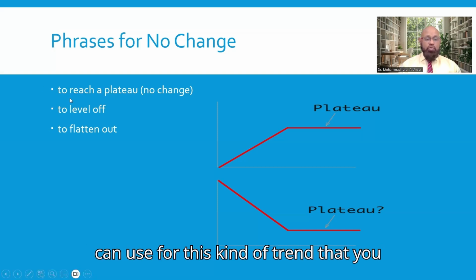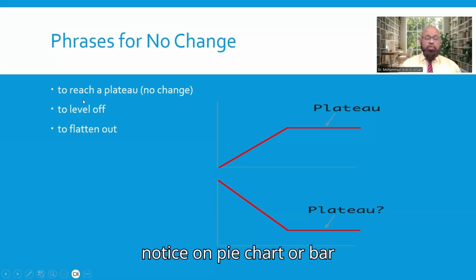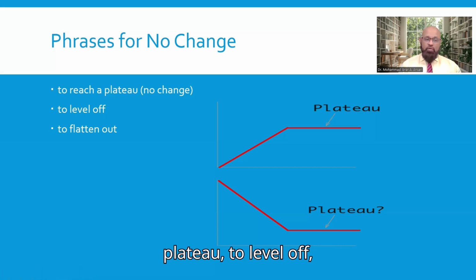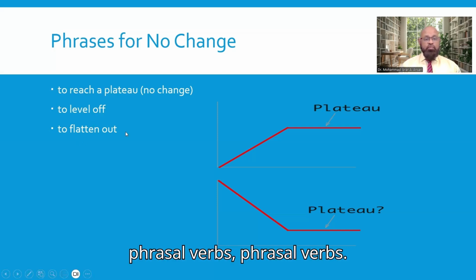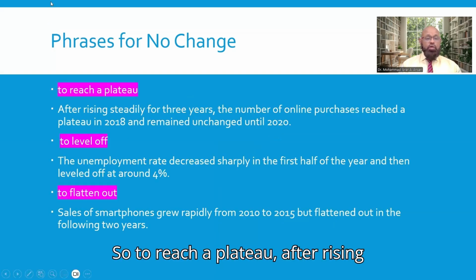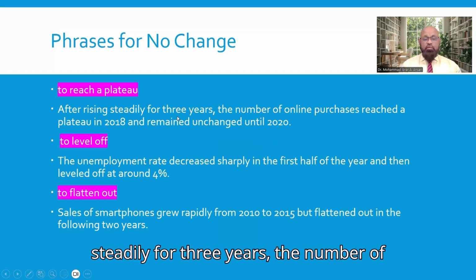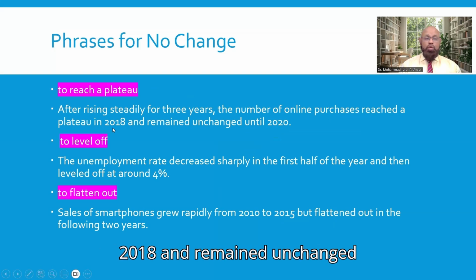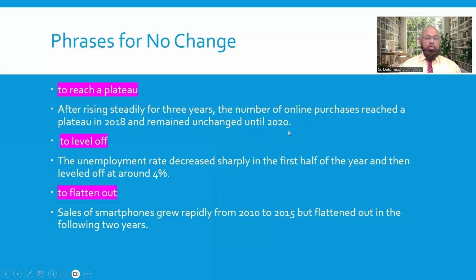Some of the phrases that you can use for this kind of trend that you notice on pie chart or bar chart or table, you can say to reach a plateau, to level off, to flatten out. Okay, so verb plus noun and phrasal verbs. So to reach a plateau: after rising steadily for 3 years, the number of online purchases reached a plateau in 2018 and remained unchanged until 2020.